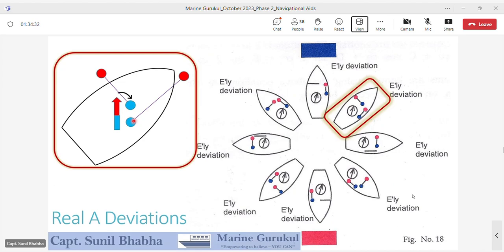So when both these poles add up, they generate the same easterly deviation which was generated on 000 heading and 090 heading. So you can see, irrespective of the heading on which the ship is, the deviation generated remains the same. So beta, you can ask your doubts now.